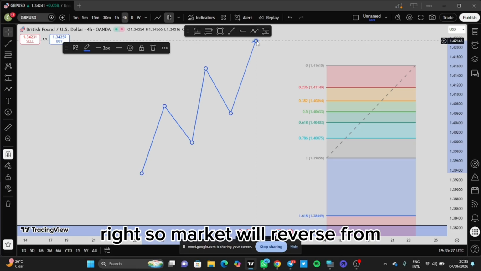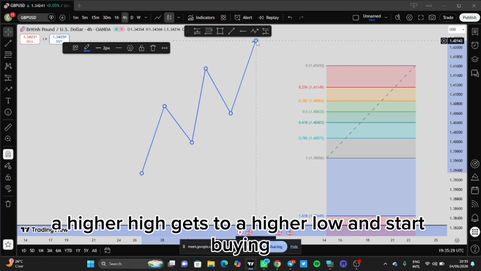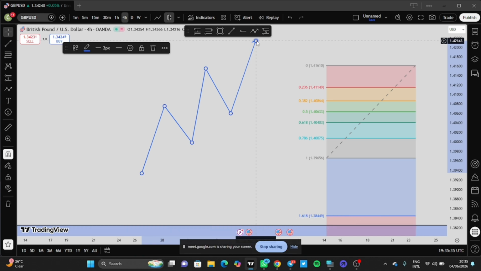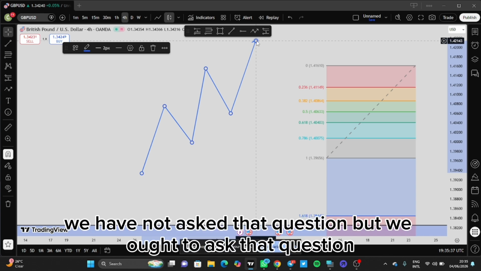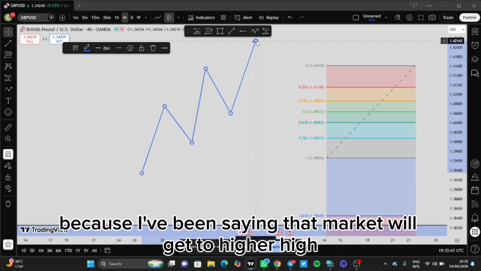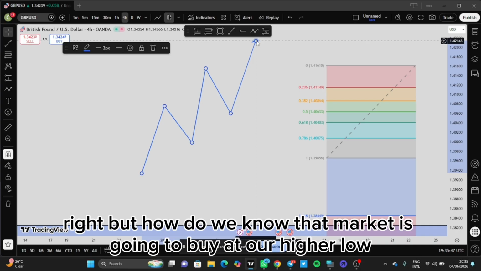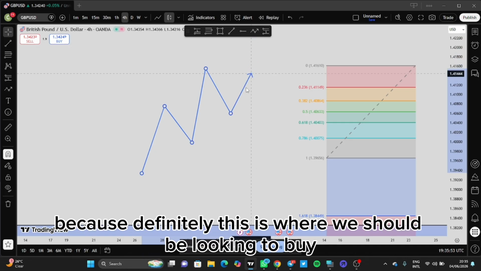So market will reverse from a higher high, gets to a higher low, and start buying. So how do you know that market is actually going to buy? Because I believe we have not asked that question. Because I've been saying that market will get to higher high, higher low in a bullish trend, right? But how do we know that market is going to buy at our higher low? Because definitely this is where we should be looking to buy, right?